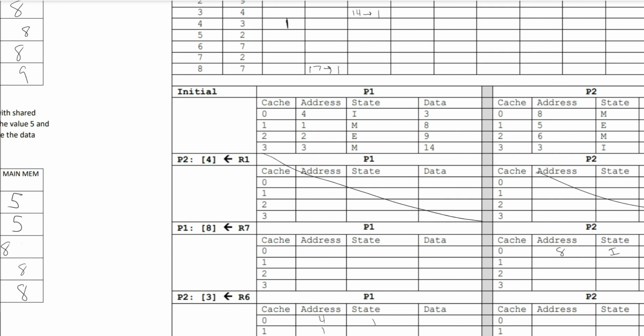2, 5, ME, 3, 8, 9. This one was 8, Y, 7, 5, 6, 3, E, 2, 4.